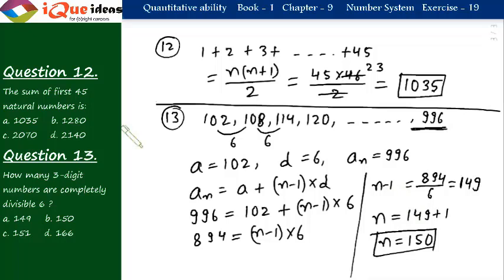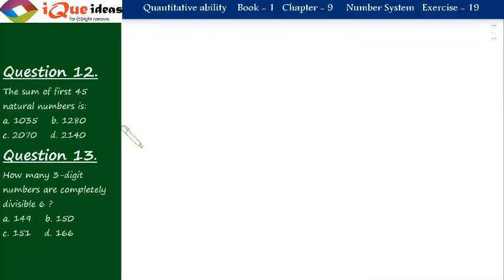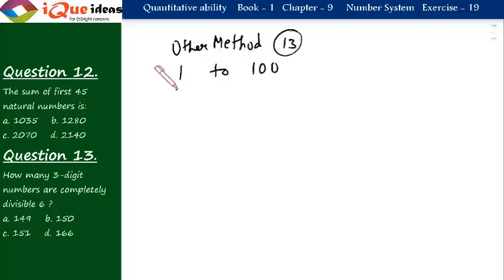So the other method for question number 13 would be, let's see. The question says how many three-digit numbers are completely divisible by 6. Now the other method depends on, let's say, suppose you want to find the multiples of 6 from 1 to 100. So how many numbers are there from 1 to 100 which are divisible by 6?